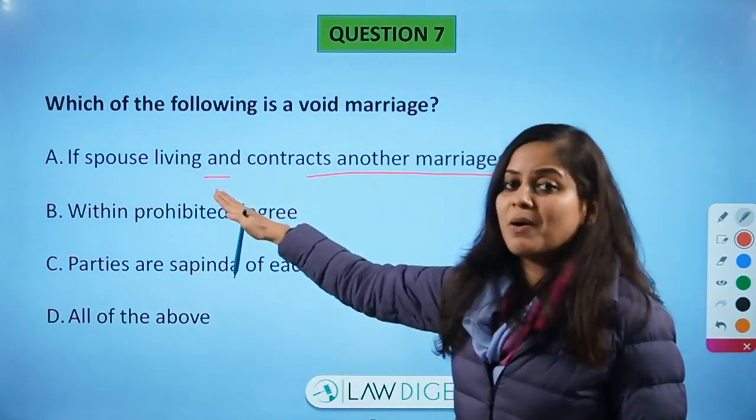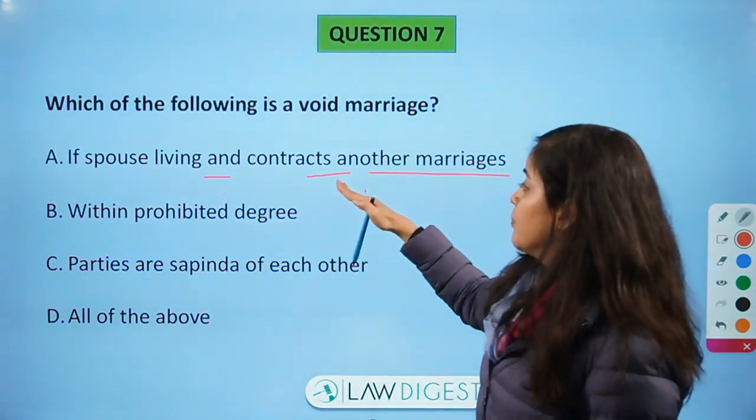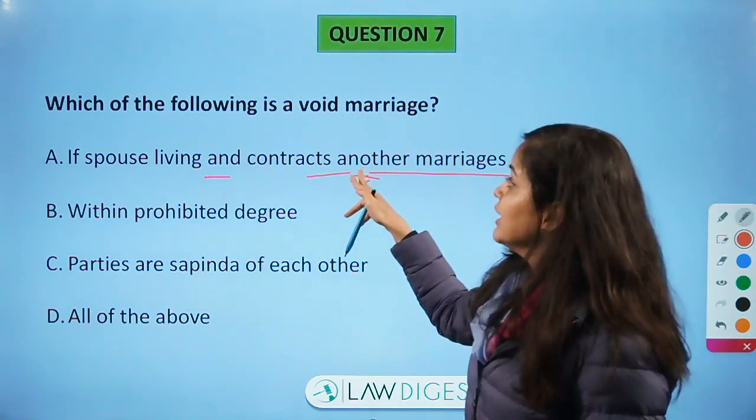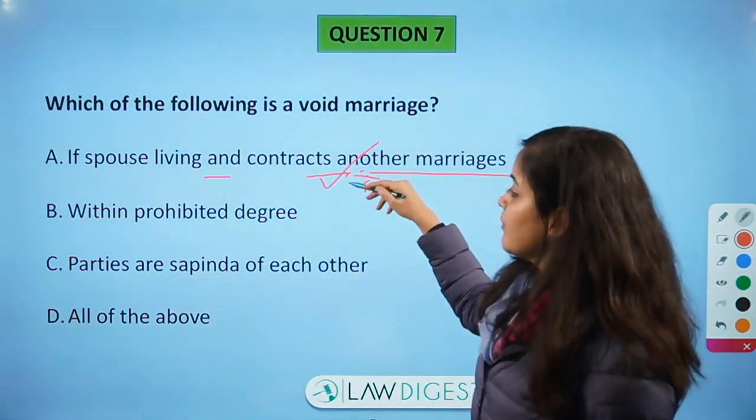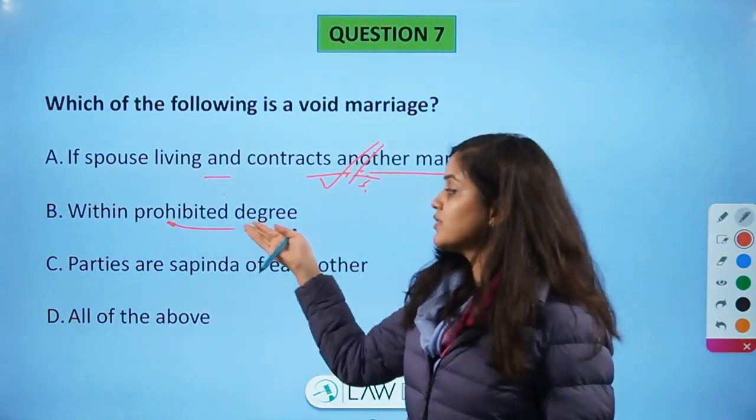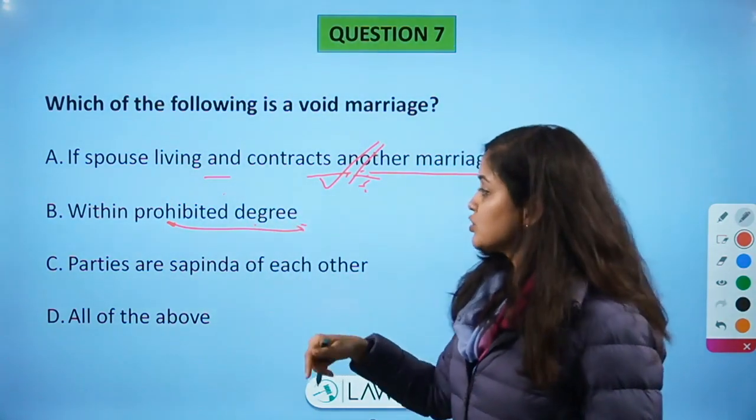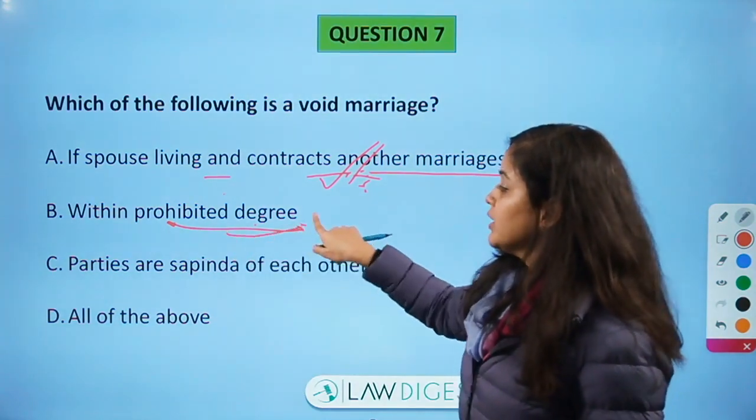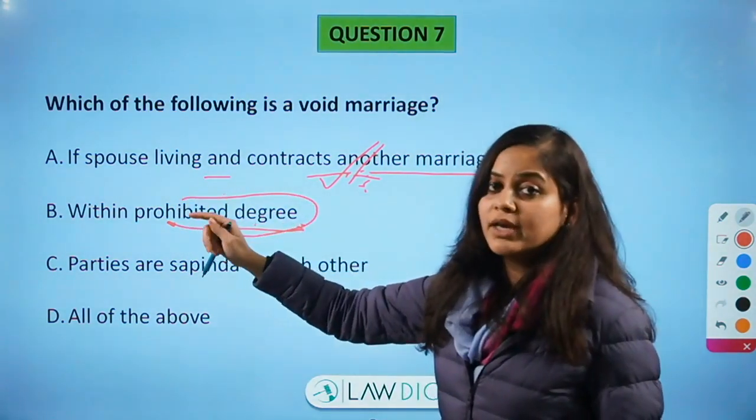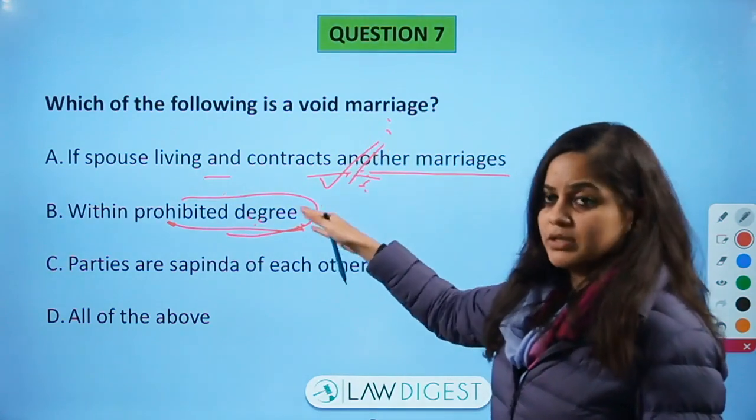So if there is a spouse living and the person contracts another marriage, then such a marriage is a void marriage. Then the next is the marriage is within prohibited degree. Prohibited degree clause we already discussed in the questions before. Now prohibited degree में अगर कोई marriage fall कर रही है तो वो void marriage मानी जाएगी.